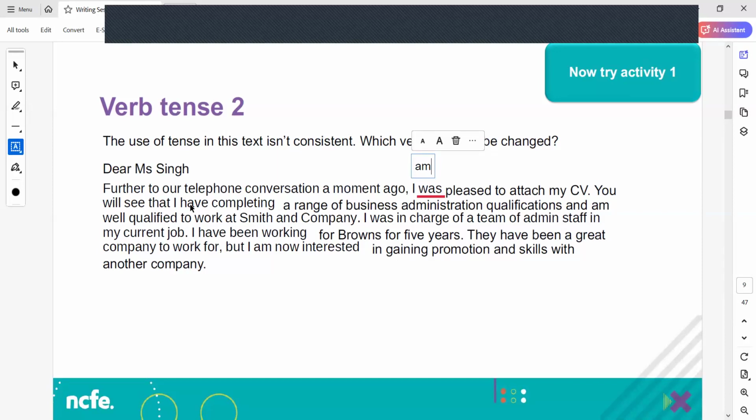So it could be that I am completing a range of business administration qualifications. So that would mean he was doing it now. But yes, he's applying for this job and he's already working in another job, then you're right, it should be completed because he would have already done the qualifications to do this job. So let's just underline it so everybody can see. So this one, it should be completed. I'm not going to write the whole word because it won't fit. So it should be completed, not completing.